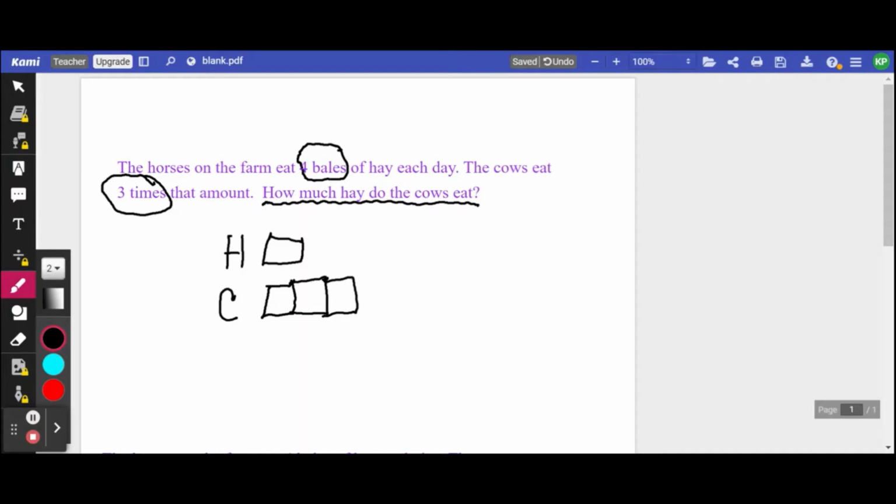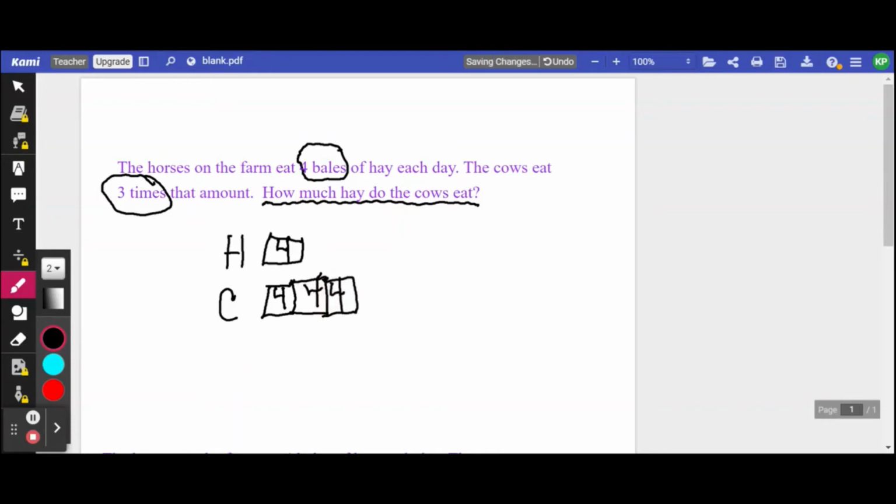Okay, now I'm going to fill in what I know. I know that the horses eat 4 bales of hay, so this box right here represents a 4. Now remember I said the boxes were exact copies of each other. So if this is a 4, that means this one was worth 4. And these were also copies of each other, so this was worth 4 and that's worth 4. So now my model looks like this.